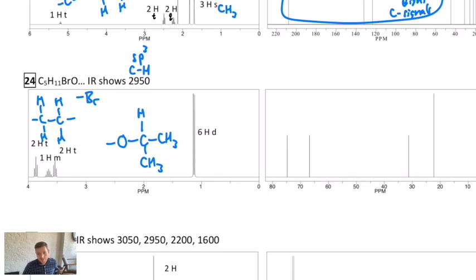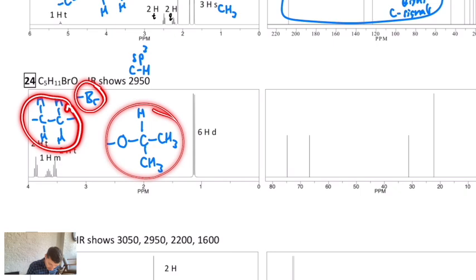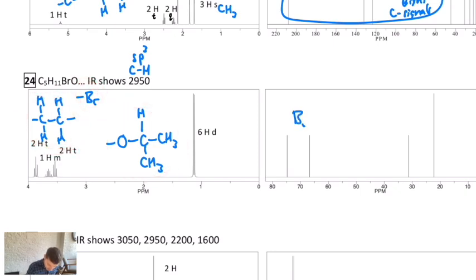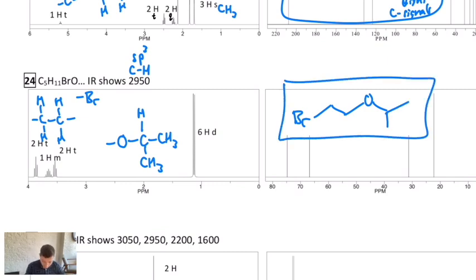And now that's every part of the molecular formula. We have to put them together. There's only one way to do it. It's this CH2CH2, which is surrounded by a bromine on one side and an O-isopropyl on the other. So bromine, CH2, CH2, and then O-isopropyl. Check. Everything in the NMR matches, even the carbon NMR.